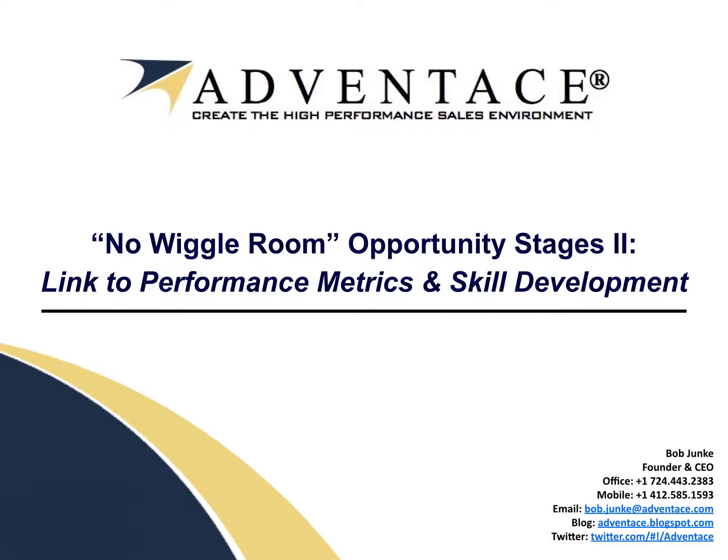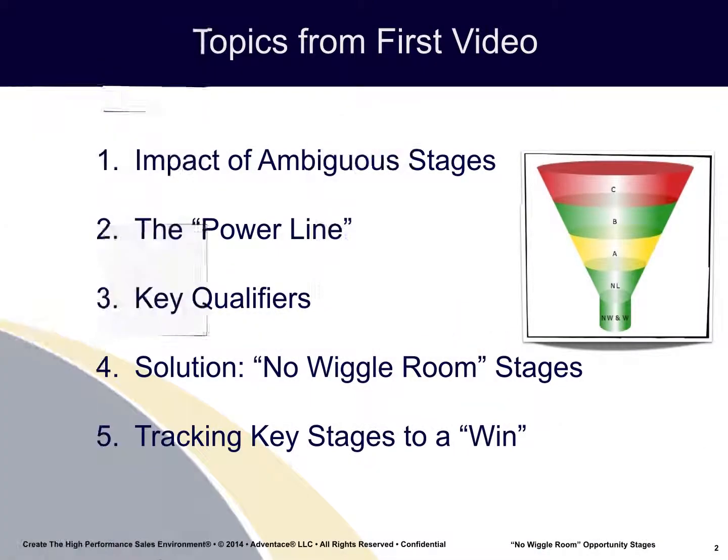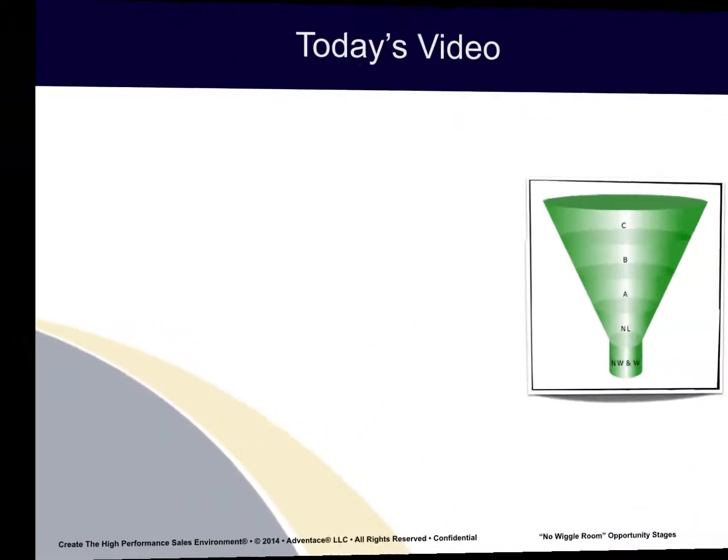The topic of this, our second video on no wiggle room opportunity stages, is the link between performance metrics and skill development. By way of quick review, in our first video, we discussed the negative impact of having ambiguously defined stages, the importance of the power line as a qualifier to consider in defining stages, the main qualifiers to include in stage definitions, and we analyzed the stages at a high level.